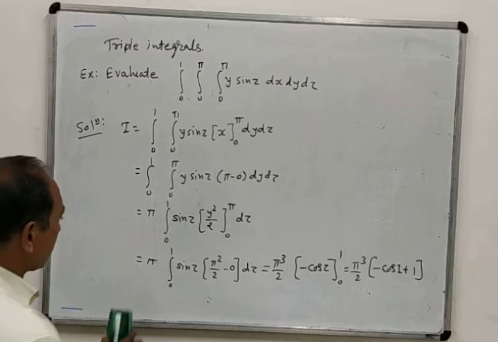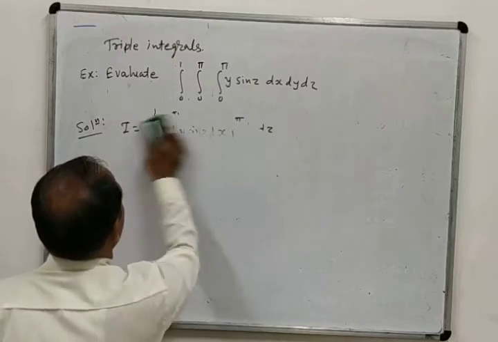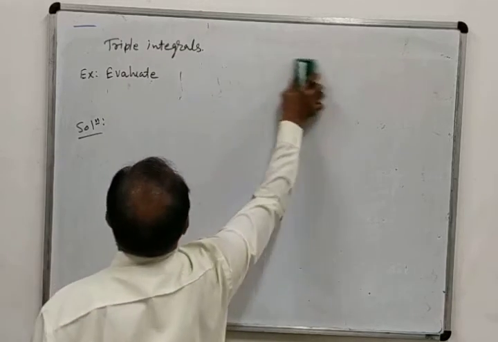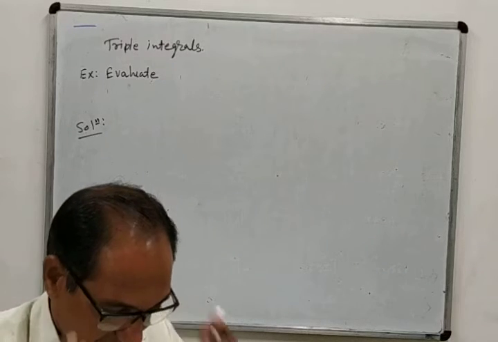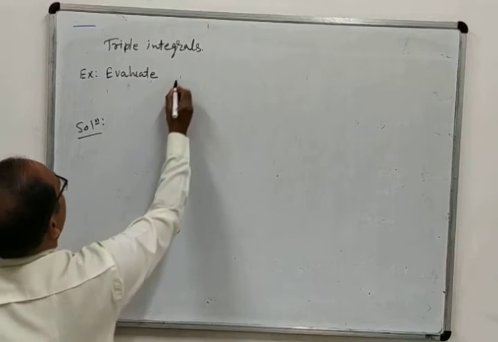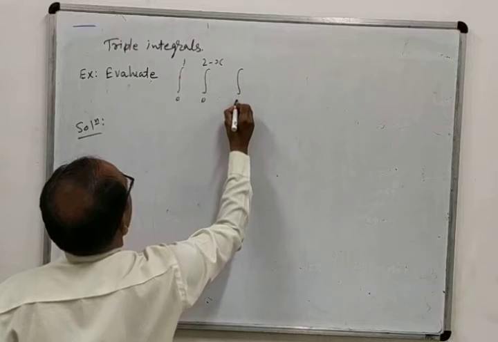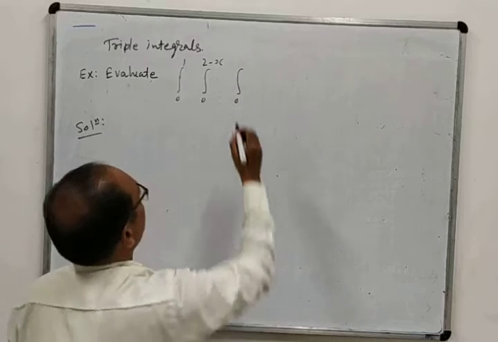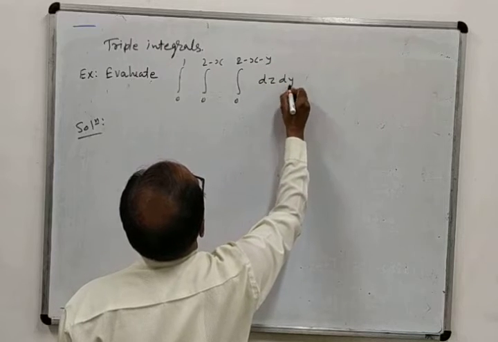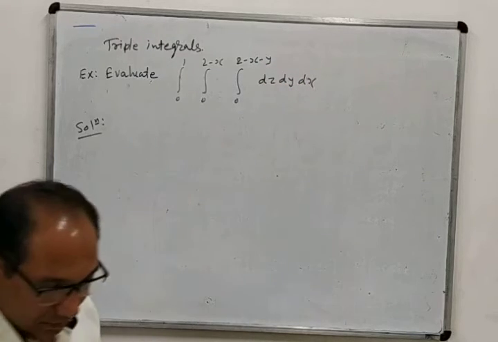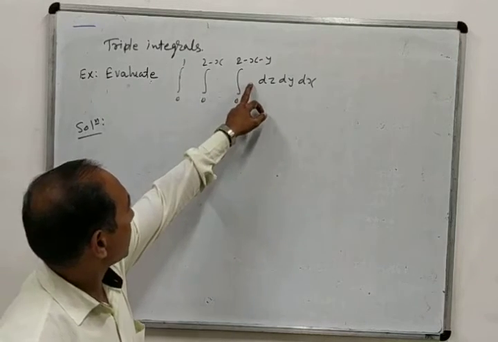Now let us see one more example. Evaluate the integration 0 to 1, 0 to 2 minus x, 0 to 2 minus x minus y, dz, dy, dx. So here you can see that in this problem there is no function, so the integration is very simple.